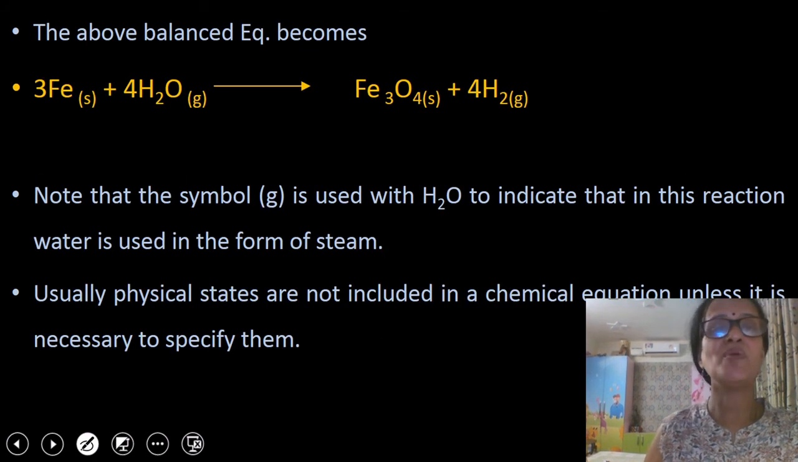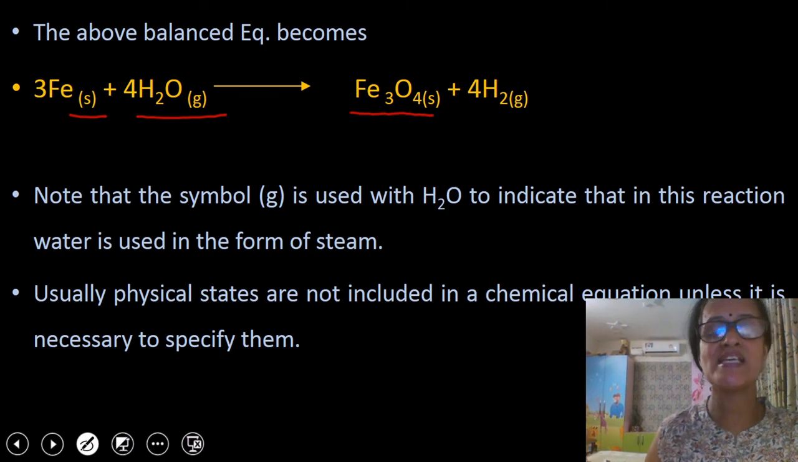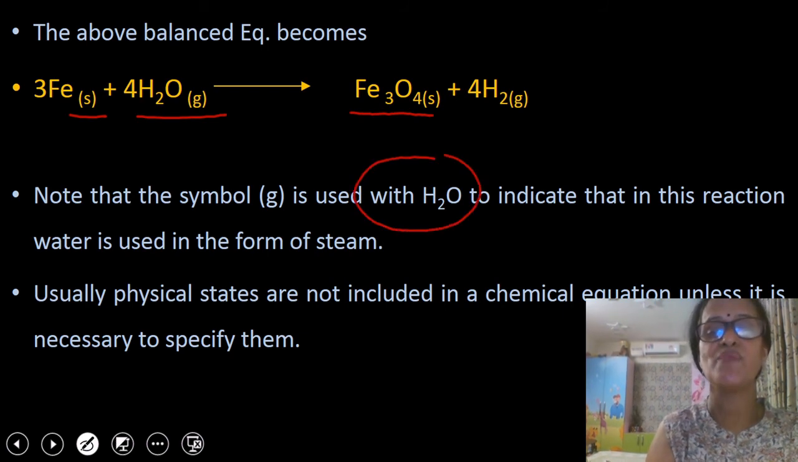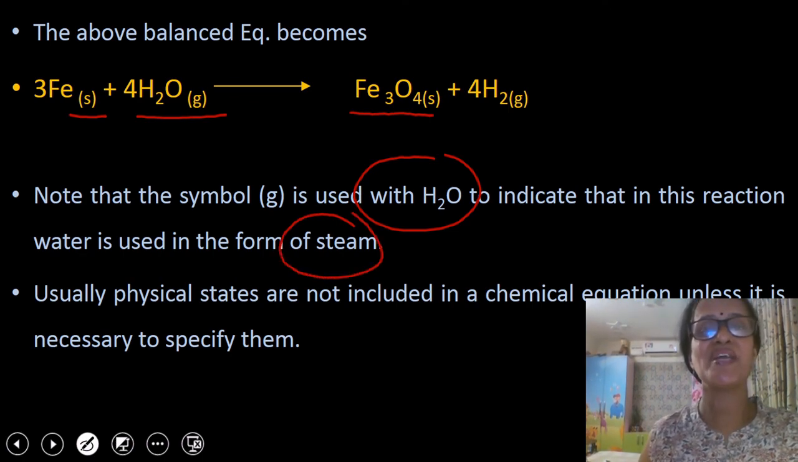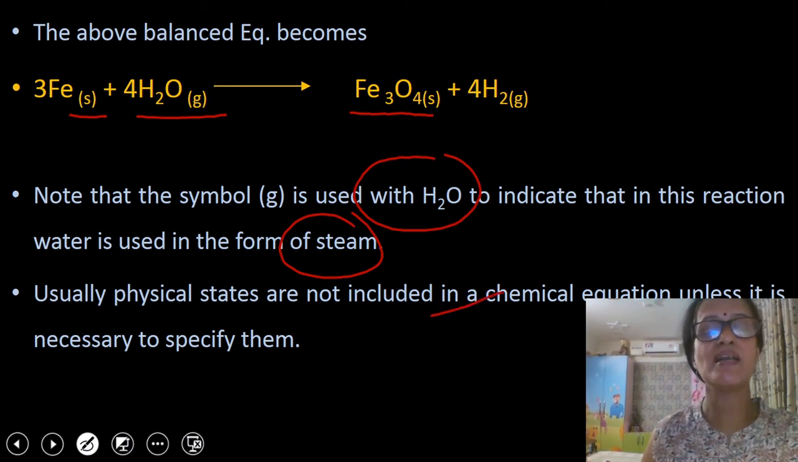So now the above balanced equation can be written as 3Fe(s) plus 4H2O(g) is equal to Fe3O4(s) plus 4H2(g). So you can see here that symbol g is used with H2O, which indicates that in this reaction water is used in the form of steam. And one more point I would like to mention here. Usually physical states are not included in a chemical equation unless it is necessary to specify them.